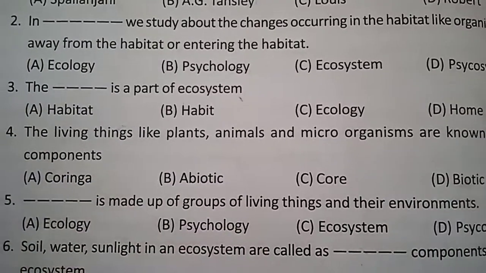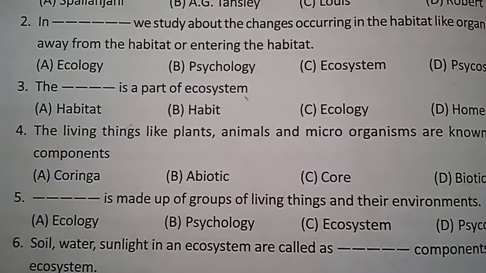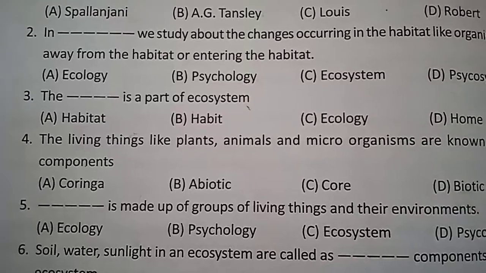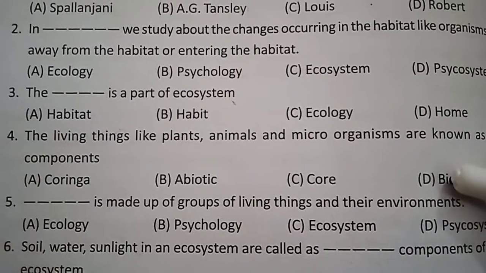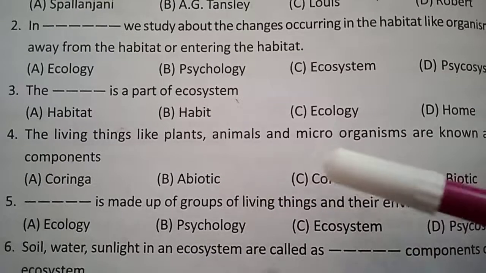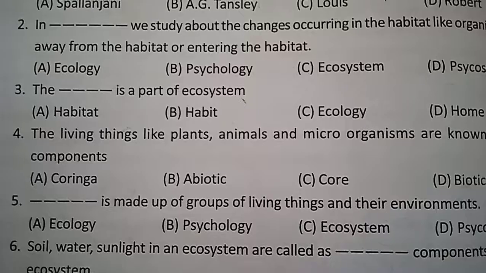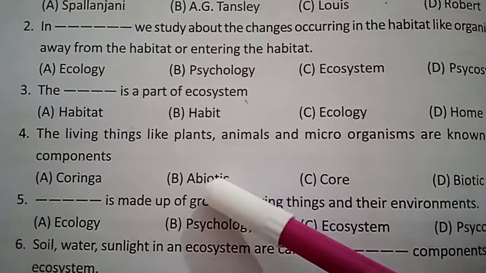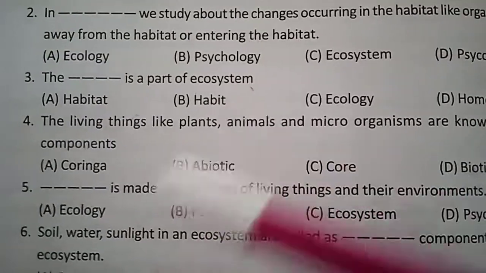The living things like plants, animals and microorganisms are known as dash components. So we have two components, biotic and abiotic. Biotic means, bio means life. So plants, animals, microorganisms are the living things. So what component these are? Biotic. So abiotic means what? Abio, so opposite of bio, that means non-living things.